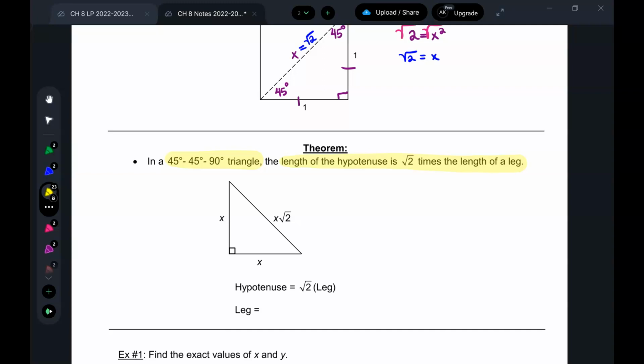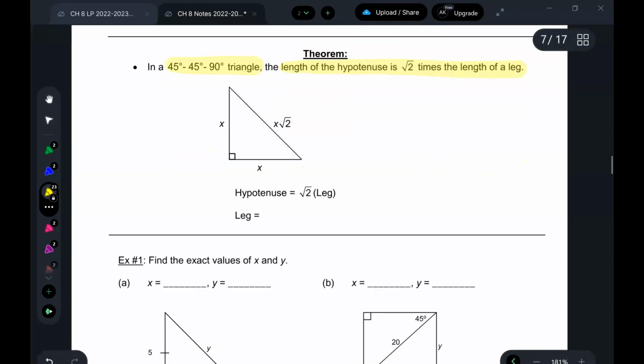So do we even need the Pythagorean theorem anymore? Yes, because this only applies if you have a 45, 45, 90 triangle. So we still need the Pythagorean theorem.